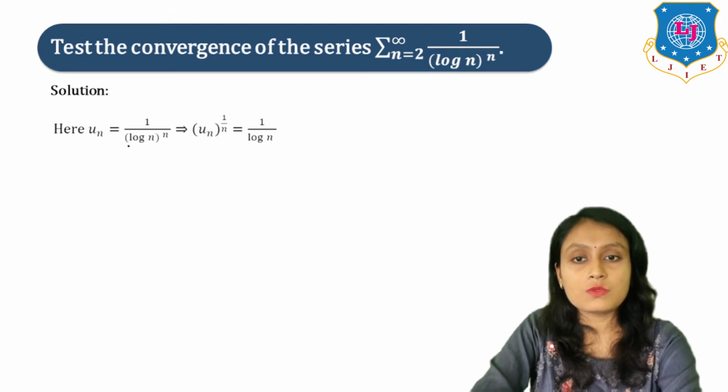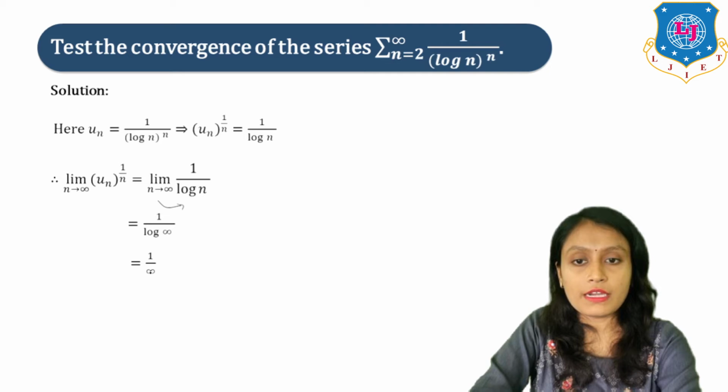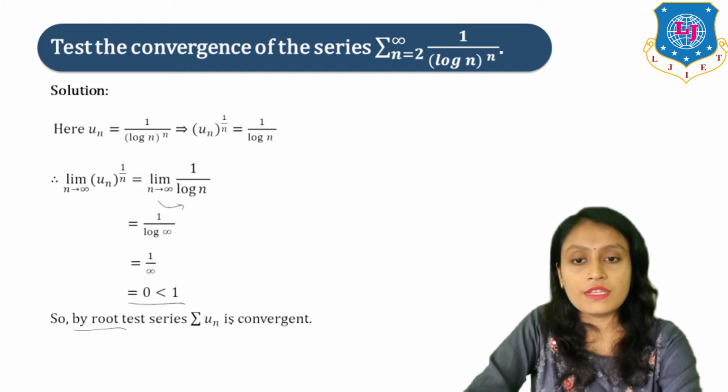Here un is given, that is 1 upon log n whole raised to n. Okay, so firstly we will find this un whole raised to 1 upon n, right? So now this n will get cancelled, so what remains is 1 upon log n. Okay, now we will apply limit. So limit n tends to infinity un raised to 1 upon n equals limit n tends to infinity 1 upon log n. Okay, now as n tends to infinity, we have 1 upon log infinity. And we know the answer of log infinity, that is infinity. And 1 upon infinity equals 0, which is less than 1. Okay, so by root test, we can say that this series un is convergent.